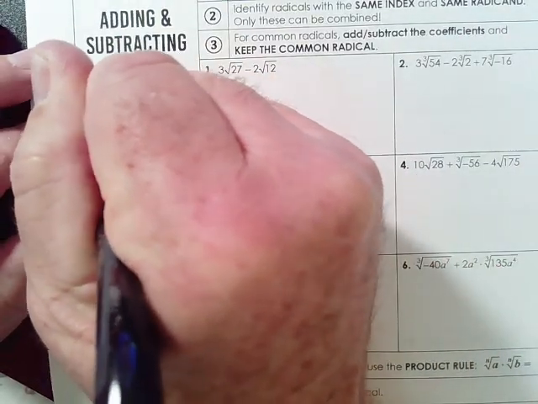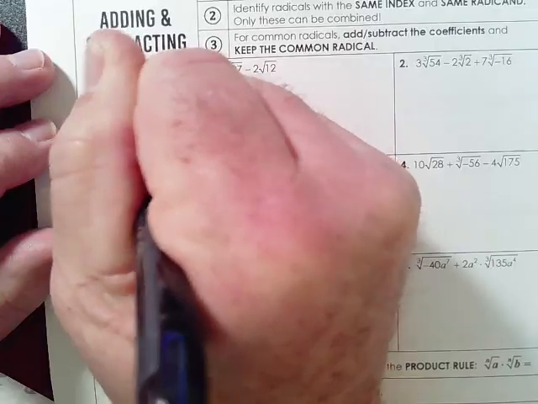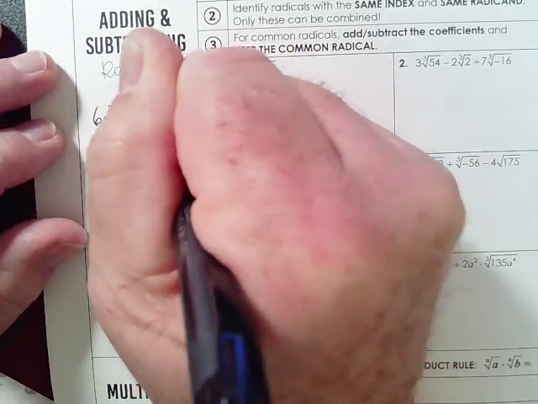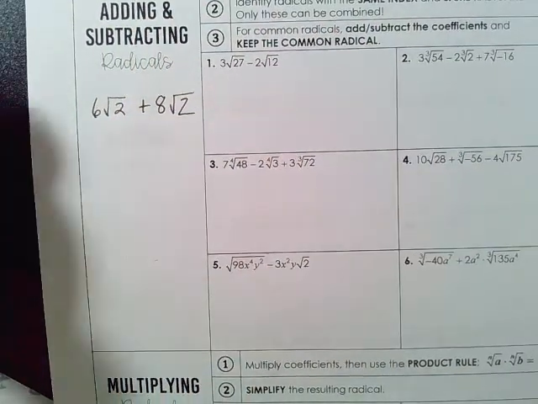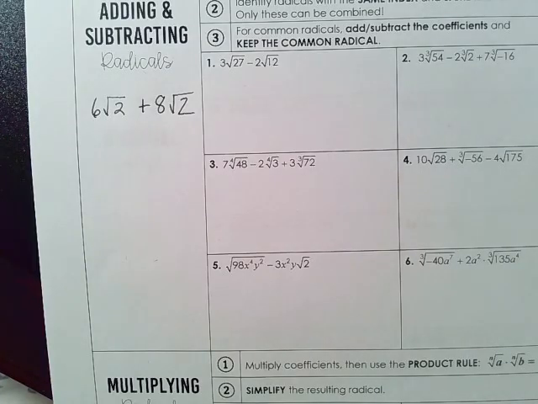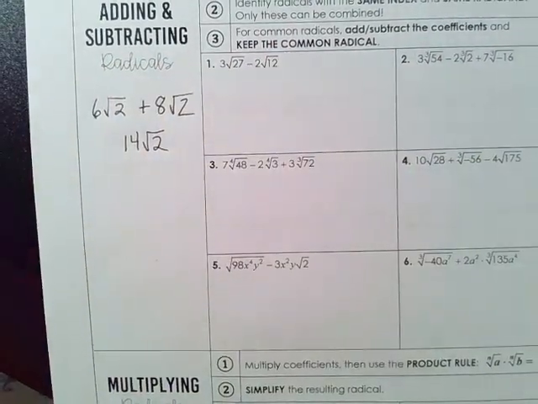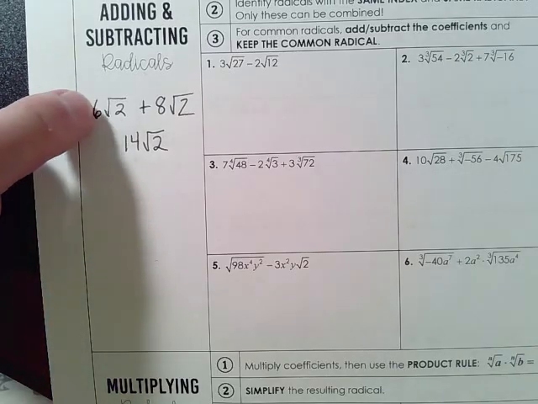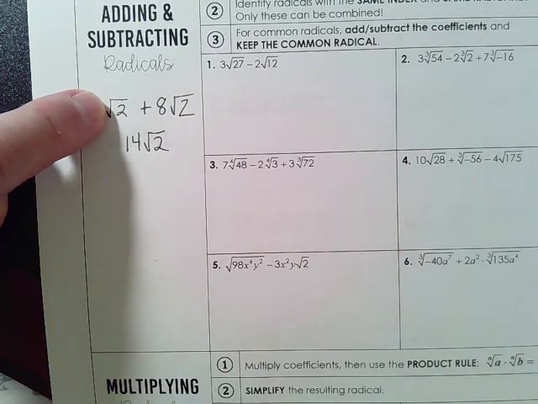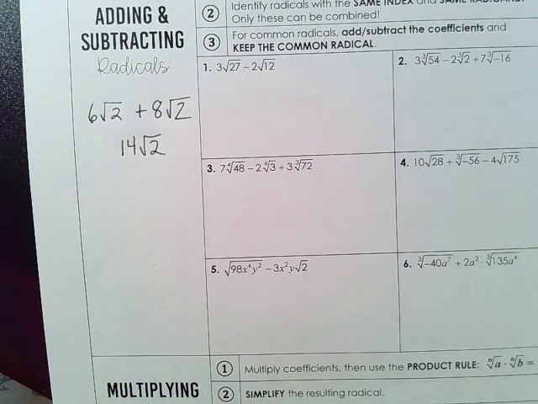Let me show you. We are allowed to add something like 6 radical 2 plus 8 radical 2. We can add that. That would be 14 radical 2. Now notice the radicals were a perfect match. Well, what do you think is going to go wrong here?